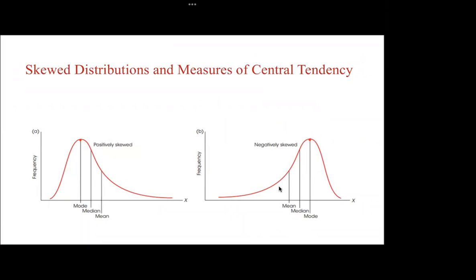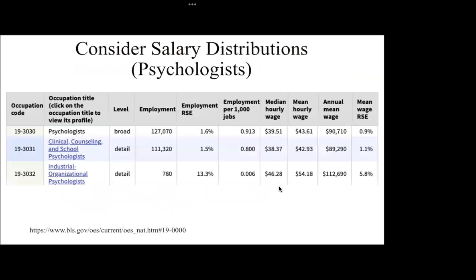It will be the highest value of the 3 if it is a positively skewed distribution because you have a lot of high values at the tail, or it will be the lowest value because you have a lot of low values at the tail in a negatively skewed distribution. So let me show you where that matters and how this looks in real world data.